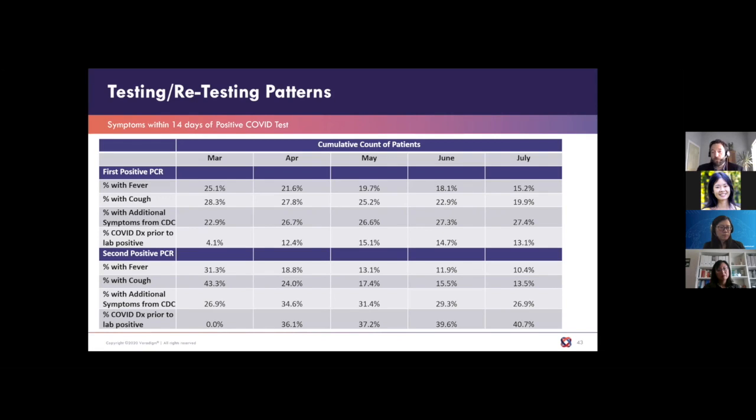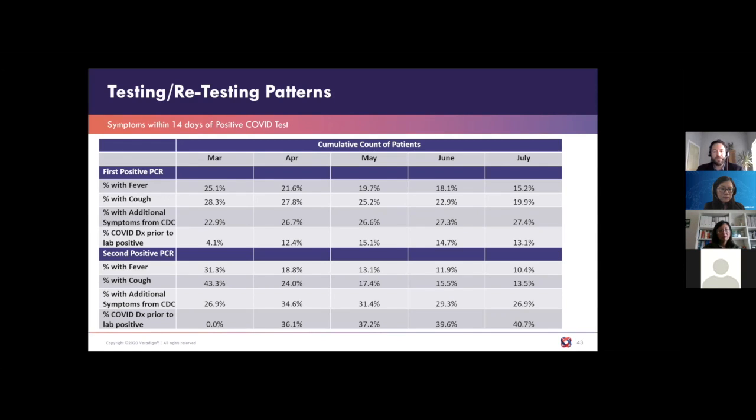With more recent iterations of this analysis, we've started to explore COVID-19 symptoms associated with both the initial and subsequent positive PCRs. Now, I'm not going to read through this entirely, but I do want to point out two interesting trends. First, if you look from left to right across the chart here, there's been a shift in diagnoses among patients with a positive PCR as we've expanded testing.